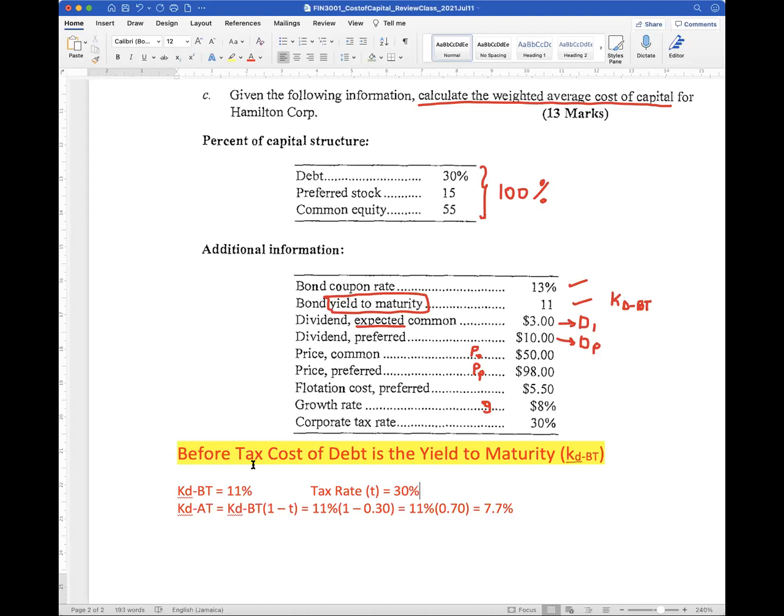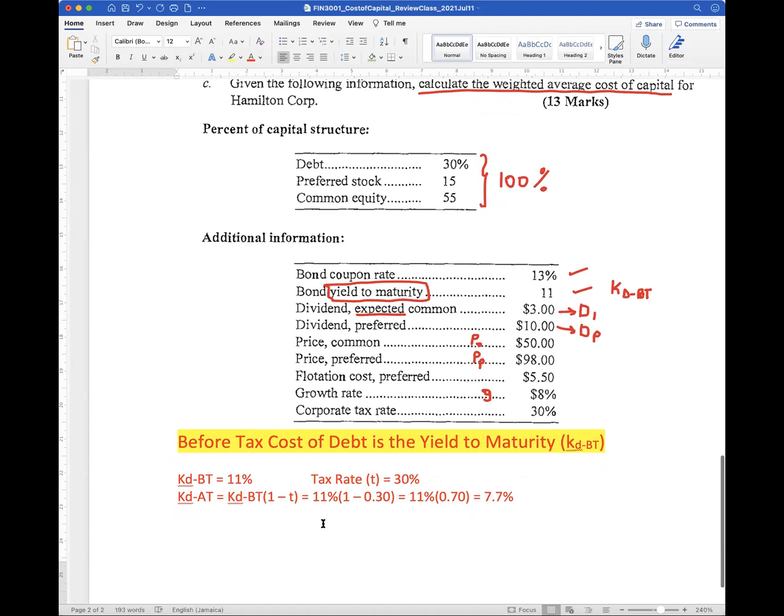Sir, wouldn't it be better for you to just put the formula there so they can see why we're picking out those things? No, we're not ready for the formula yet. What we're doing now is English language. Isn't the formula Kd(1 - t)? Yeah, that was the first formula we used. To calculate the after-tax cost of debt, just multiply the before-tax by 1 minus t. So yeah, this was the formula.